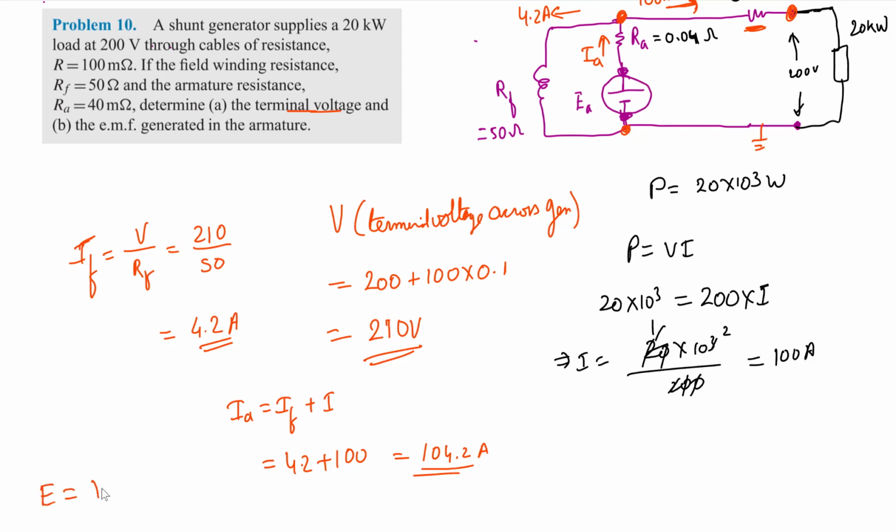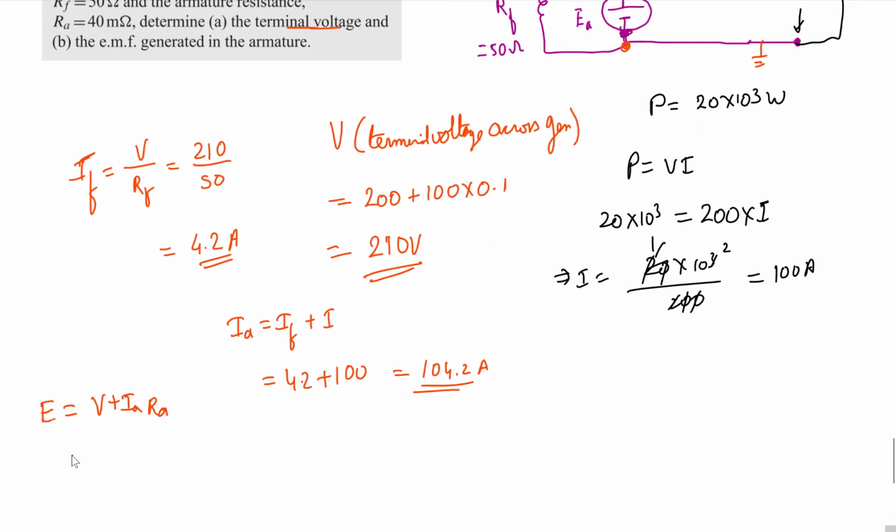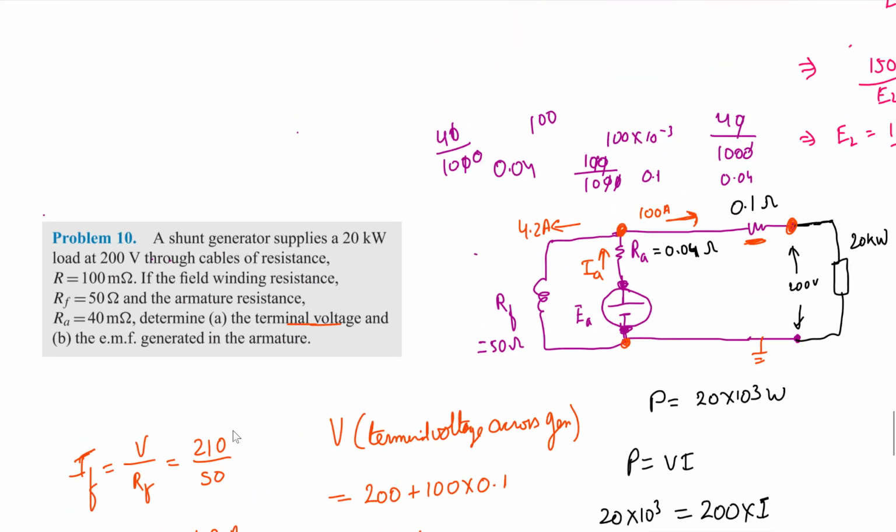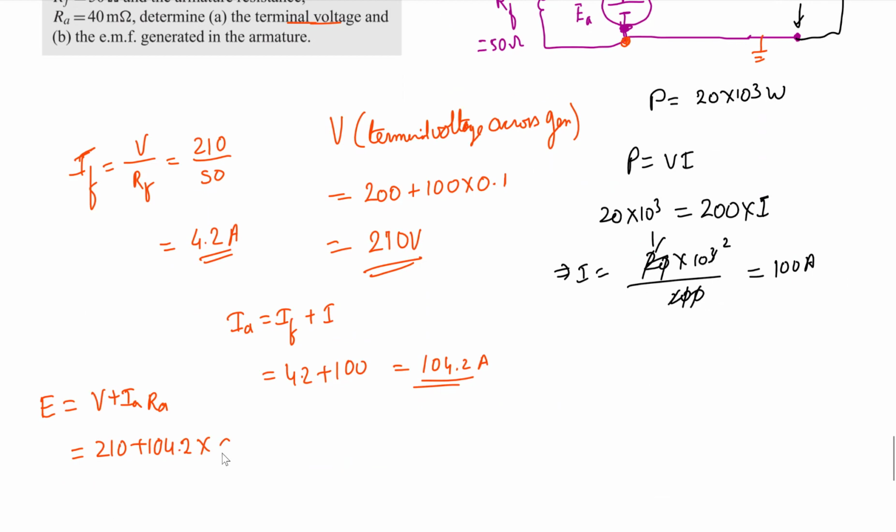The EMF equation is E is equal to V plus IA into RA, and we already know V is equal to 210 volt plus IA, which is 104.2, into RA. RA is 0.04 ohm.